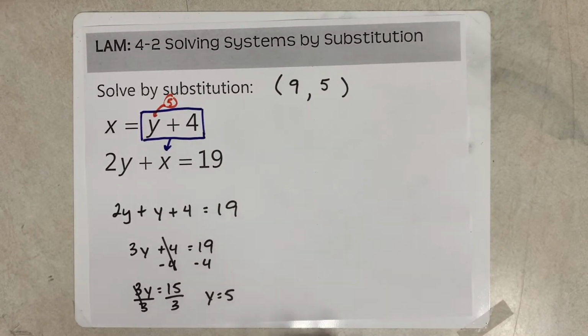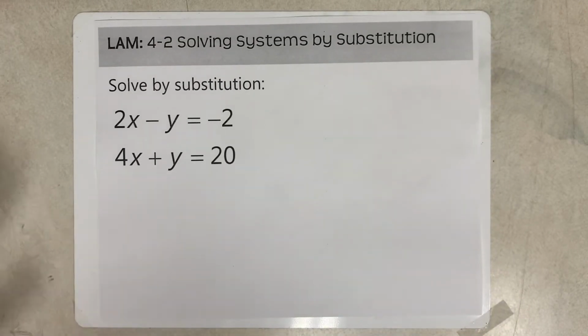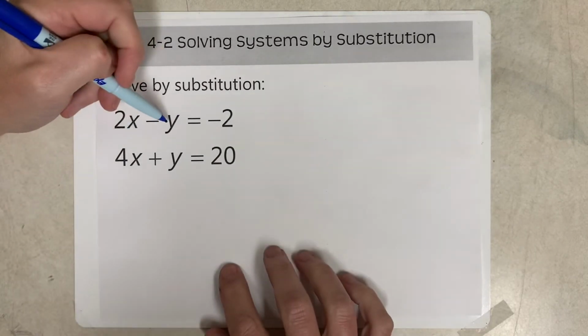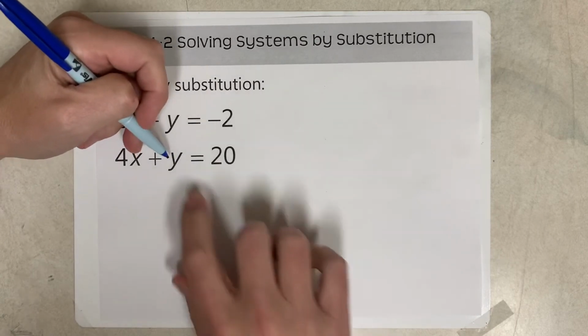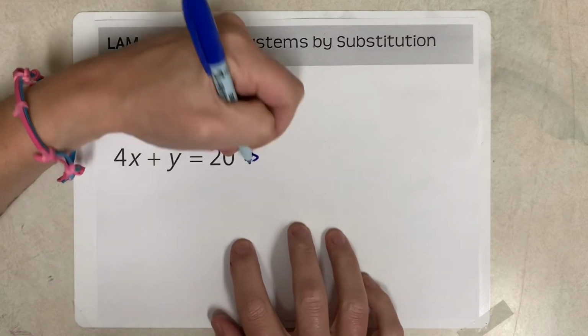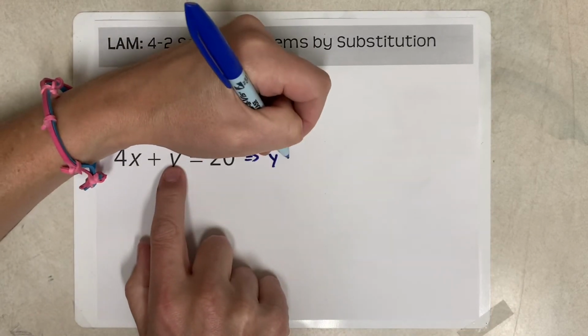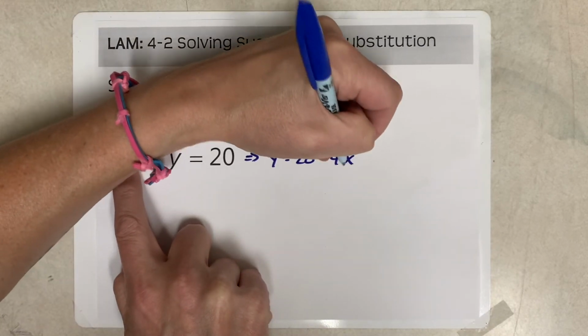All right. A couple more, it looks like. Okay, this example, a couple choices we could make. I'm going to go ahead and take the top equation and solve for, well, actually, you know what? Let's take the bottom equation and solve for this y. So we're going to move the 4x to the other side. So if we move the 4x to the other side, we'll have y is equal to 20 and then minus 4x on the other side.